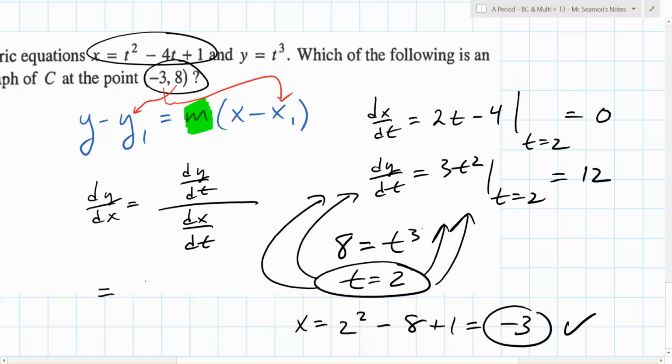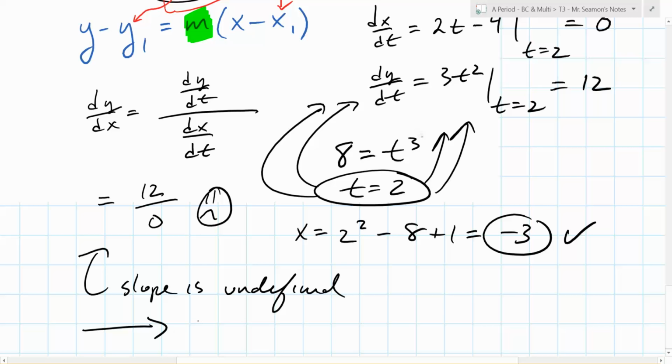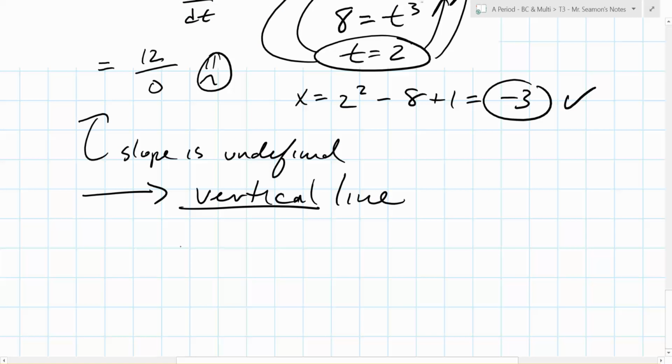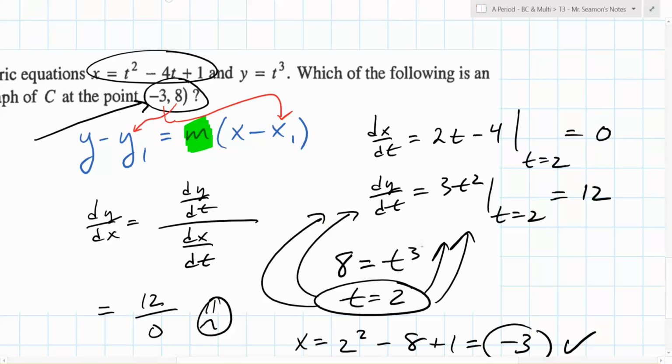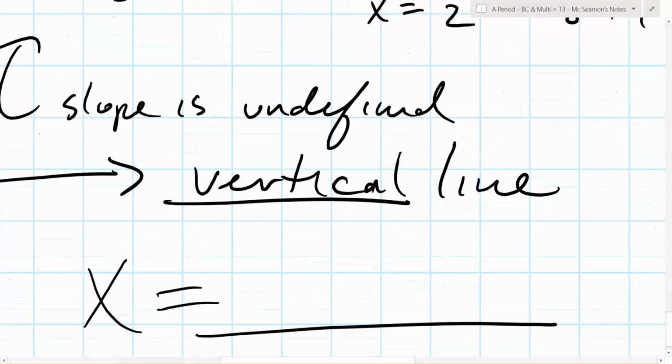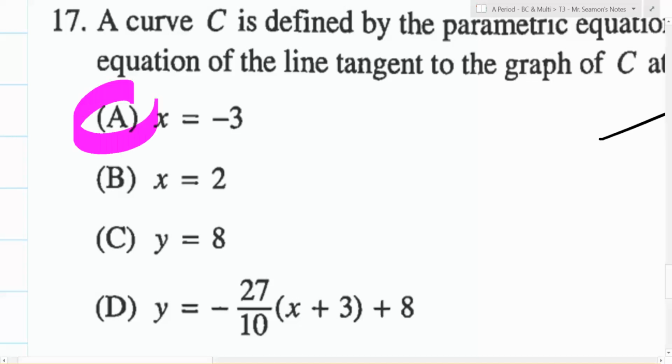Okay, so what's the slope of this line? Well, it's going to be 12 over 0. Oh, no, frowny face. But wait a minute. What does that just mean the line is? So the slope is what? Undefined. So what does that mean about the line? It's a what line? Vertical line. All vertical lines have the equation what? x equals something, right? Oh, but what does x equal? -3. It's right there. So we have x equals -3. Is that one of the answers? Oh, look, there it is.